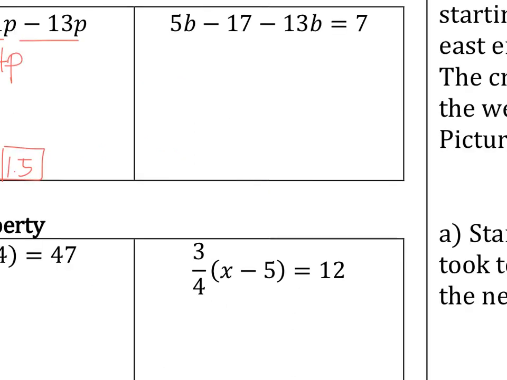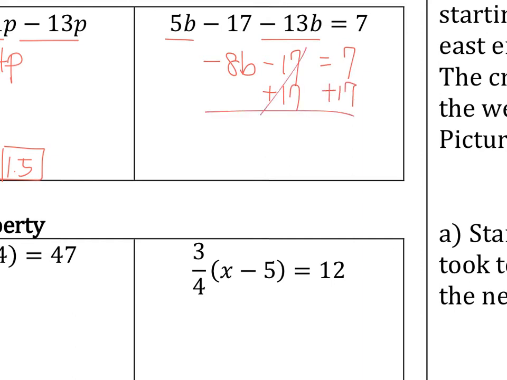And now for this one, 5b minus negative 13b will be negative 8b minus 17, which equals to 7. And I'm going to take the inverse of negative 17 and add it to both sides. Cross this out, bring down negative 8b. This will be 24, and b will be negative 3.